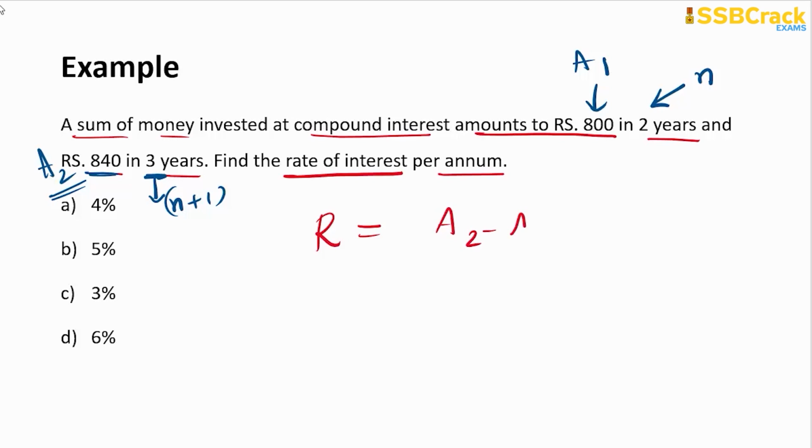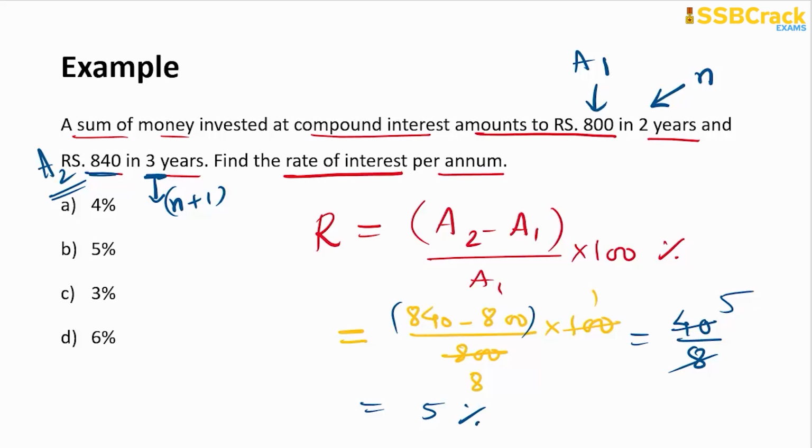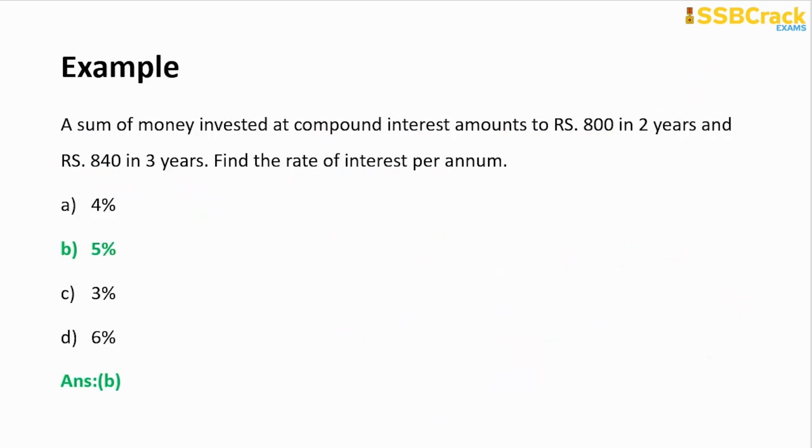It was (A2 minus A1) divided by A1 multiplied by 100%. Let's substitute the required values: A2 was 840, A1 was 800, divided by 800, multiplied by 100. So the 8 cancels with 100, and in the numerator, what are we getting? The difference, which is 40. So this is 40 upon 8, which is 5. So we could see that it is 5%, and hence the right key for this particular question is option B.